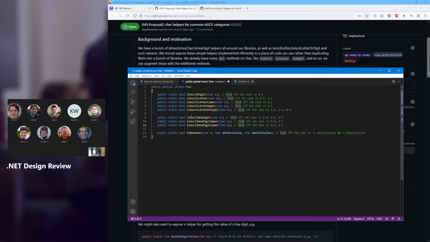All right, so Tanner. Not as a blocking point, but just as a more meta question: do we feel I should bring forth a proposal for "is between" on INumber?